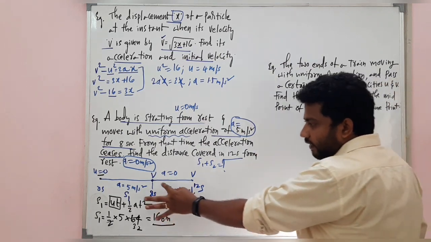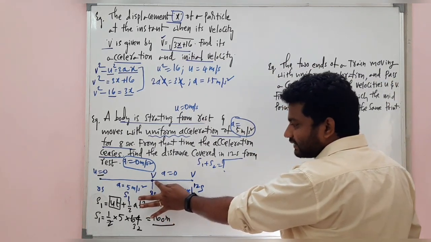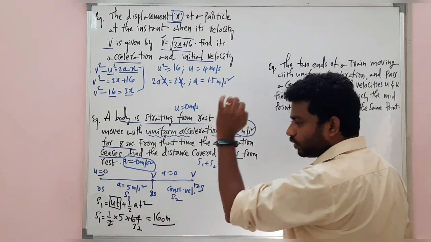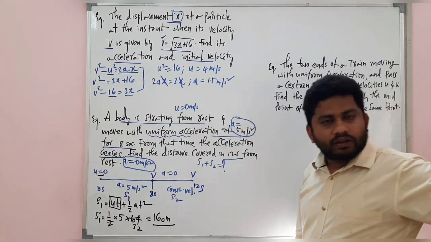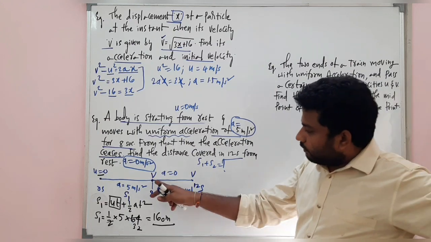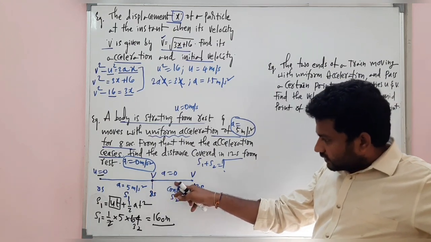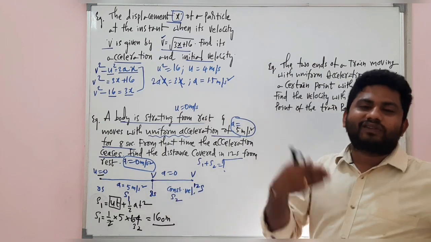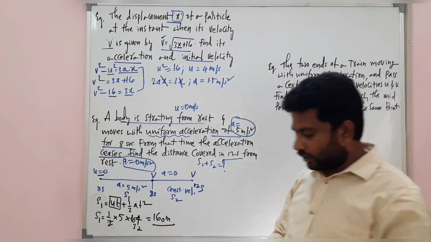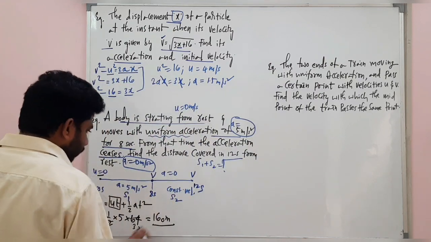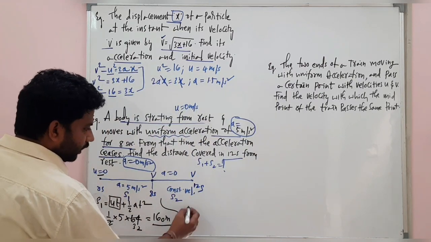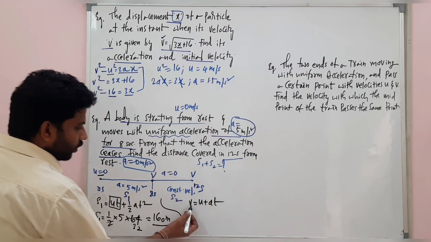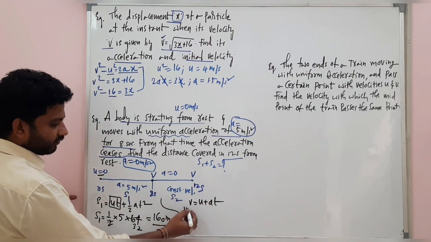Now, the body acceleration is ceased. Ceased means acceleration became 0 here. That means the body will be moving with constant velocity from here to here. But you should know what is that velocity, with what velocity it is moving. So if you use the formula V is equal to U plus AT, what is this V? That is, we need to find out.